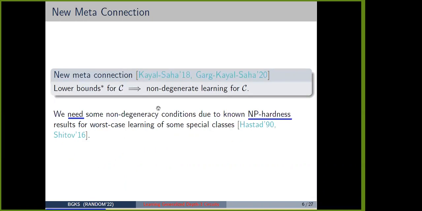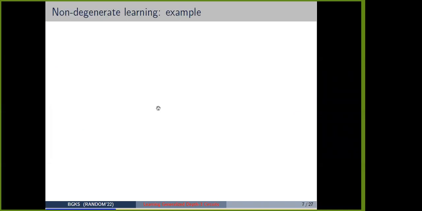Also, the reason we need this non-degenerate condition is that we know some special models for which we have lower bounds, but if we also got learning for them, that would violate their NP-hardness. So they are NP-hard to learn, and there should be some inputs on which we fail. That's why we need some kind of non-degeneracy condition. So let's look at an example of a very famous known algorithm, and let's look at it from the lens of tensor decomposition.